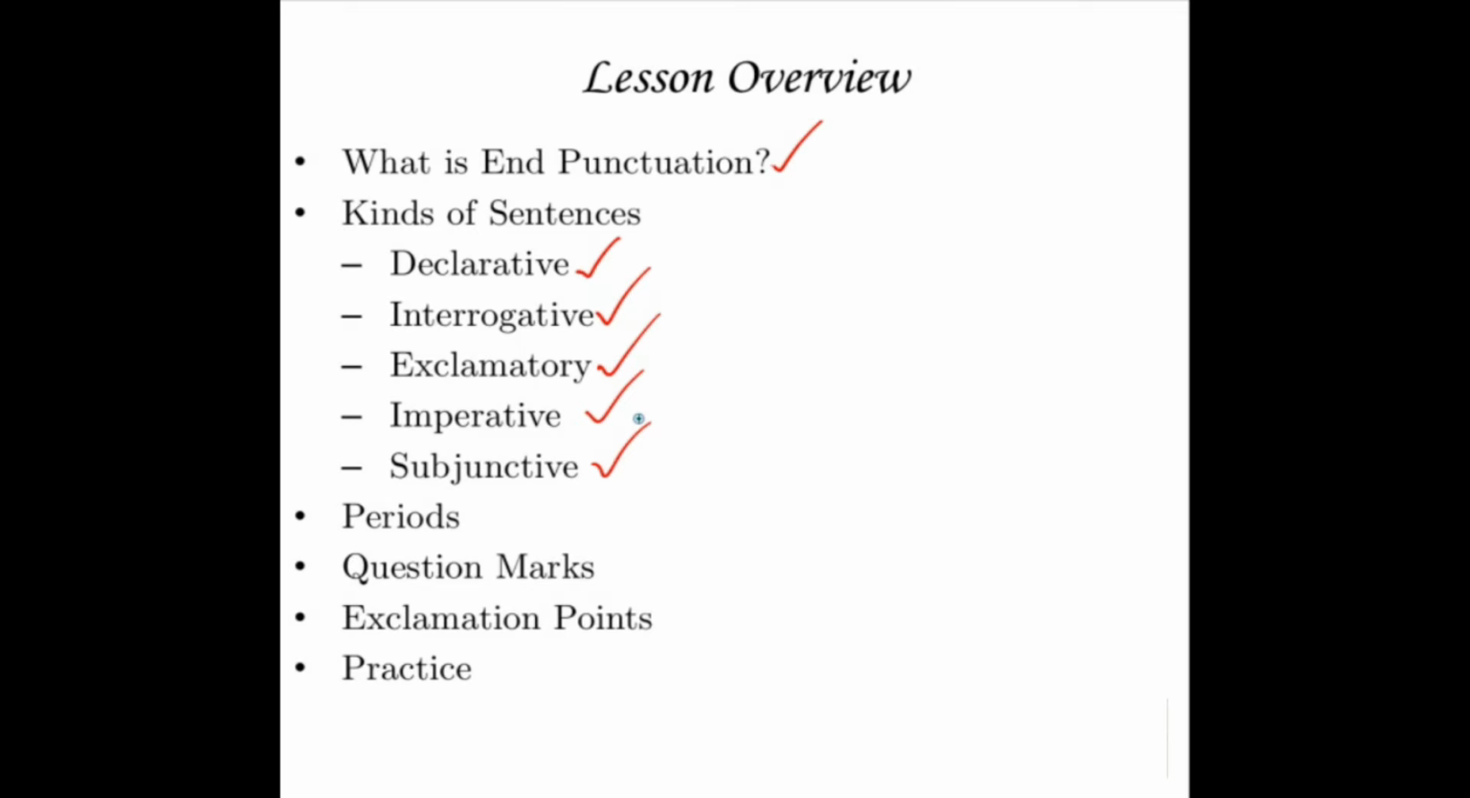They all take different punctuation. Then we're going to look at the 3 main kinds of end punctuation in written English. We're going to look at how to use periods, question marks, and exclamation points. And we're going to end, as always, with a set of some practice. And you'll get to use your own end punctuation in some sample sentences.